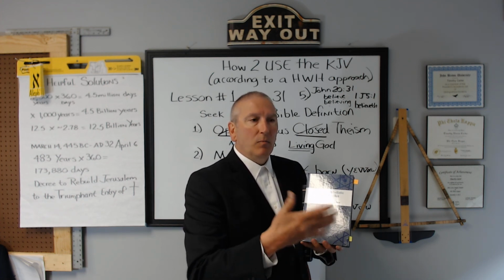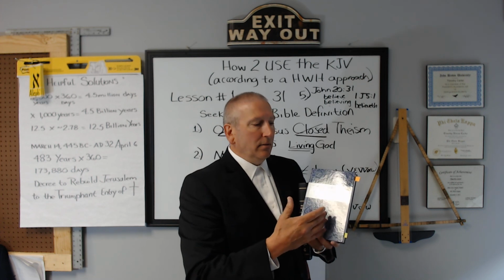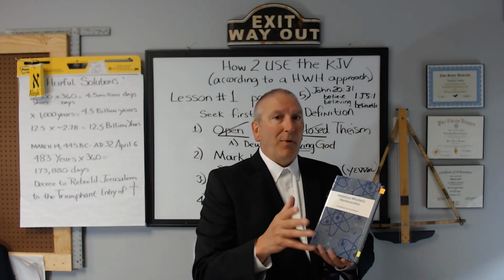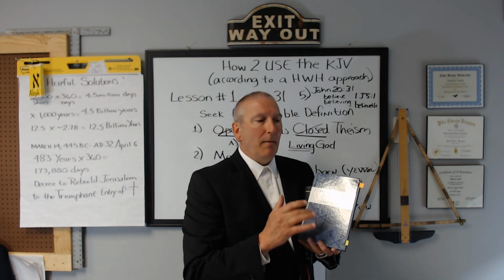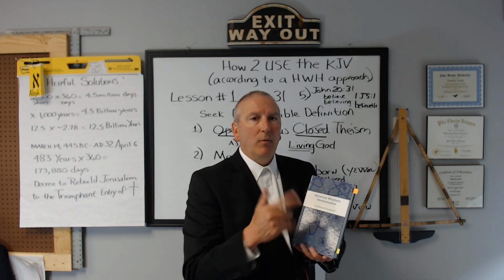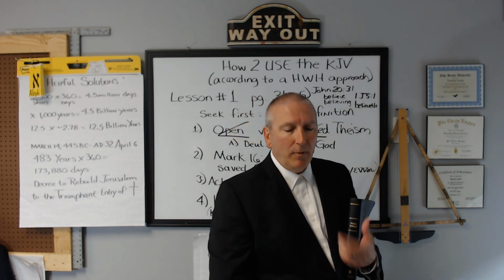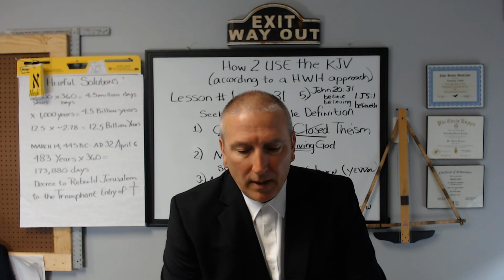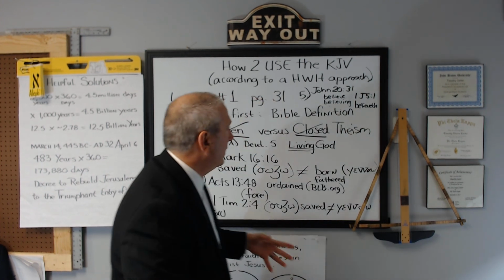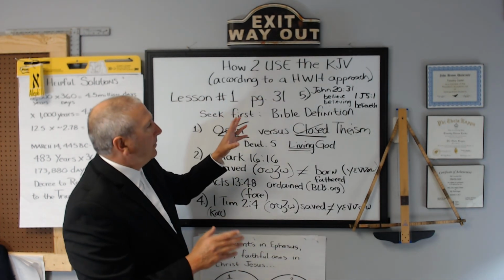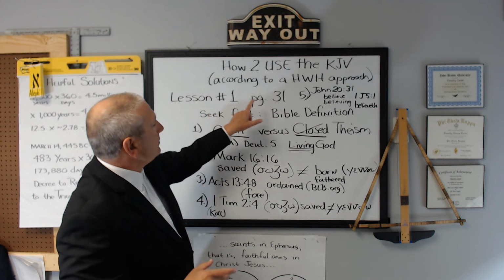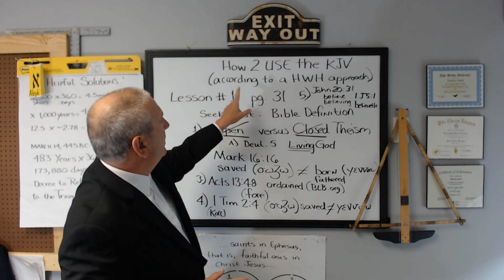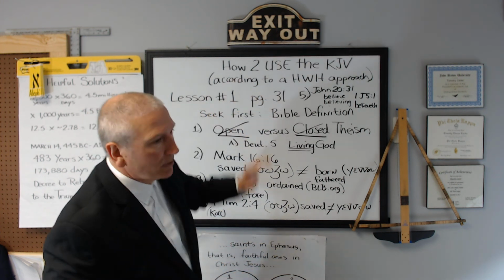We sat there and we go to class, and the translation wasn't our problem. The version wasn't our problem. It was not knowing how to use it, and we were learning how to do that, and we did learn how to do it. So that's enough right there. You don't need any more than that, but this is lesson number 1, page 31, how to use the King James Version according to a historic holistic approach.